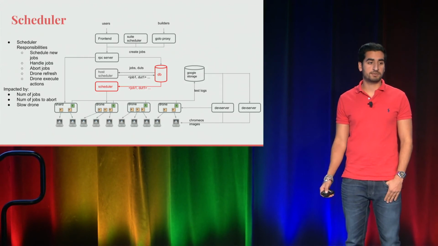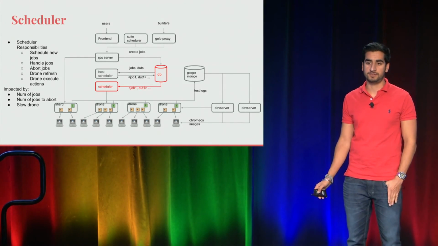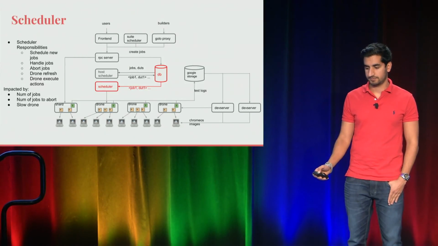It aborts jobs that might be hung, because they all have a timeout. If a job gets stuck for 24 hours, that means it's wasting resources and a device, so it needs to abort jobs. It also manages all the other servers that are actually executing tests.